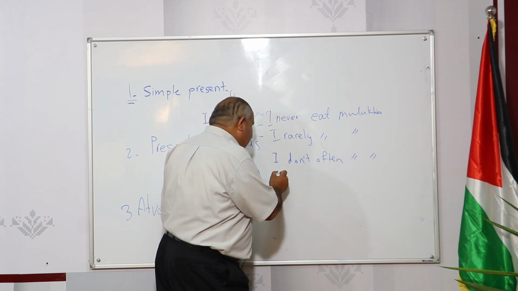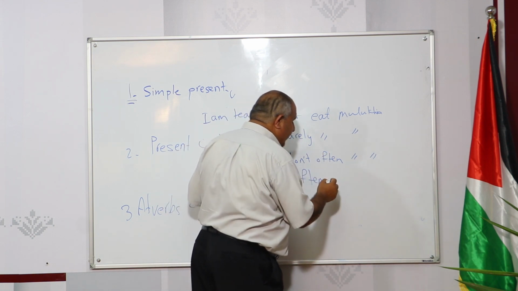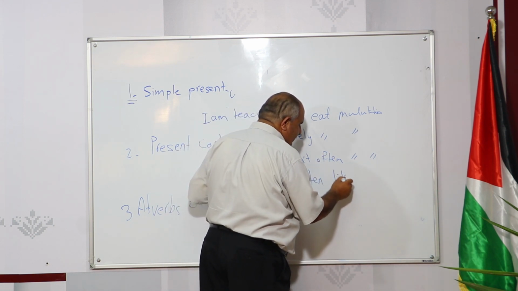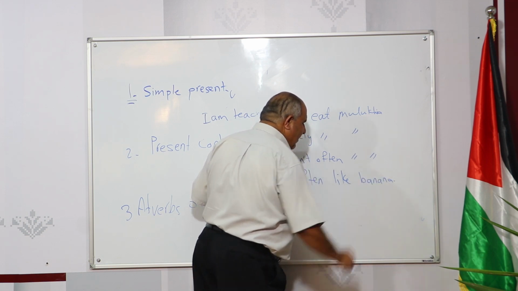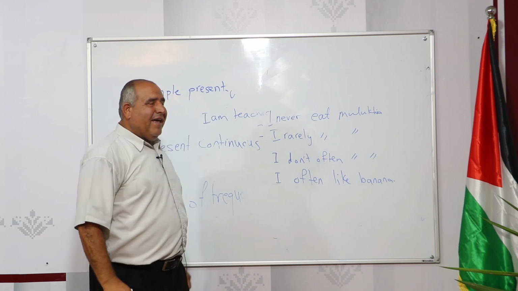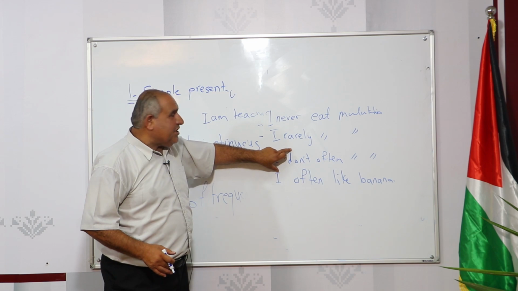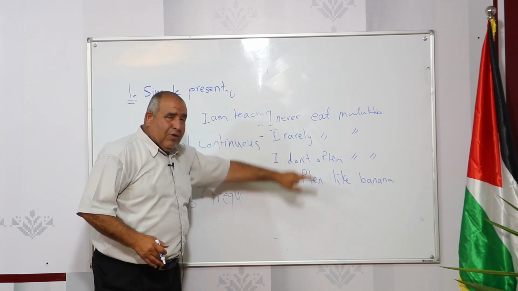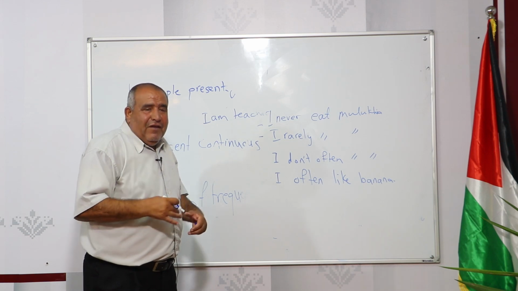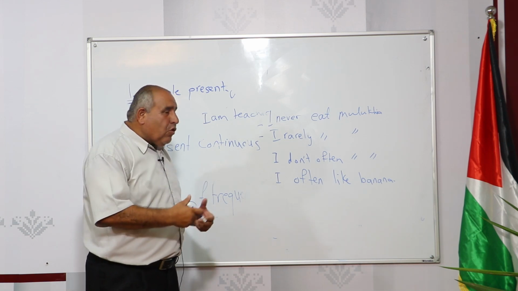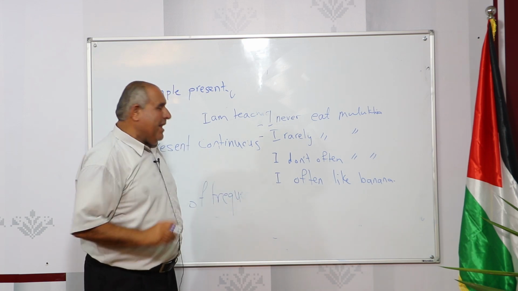Or you say, for example, I often like banana. Now we are moving from the negative usages of never, rarely and not often into the affirmative. Positively now, you are talking about liking banana. And you say, I often like banana.